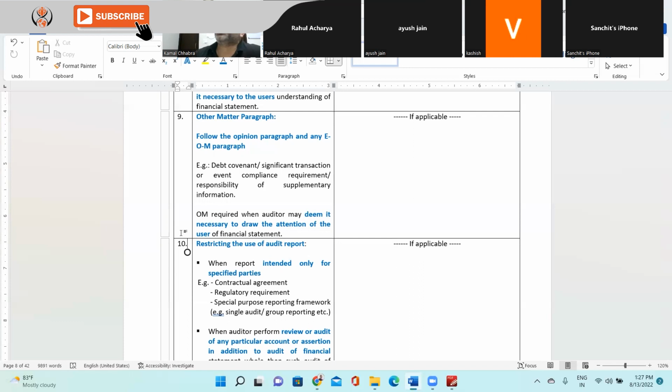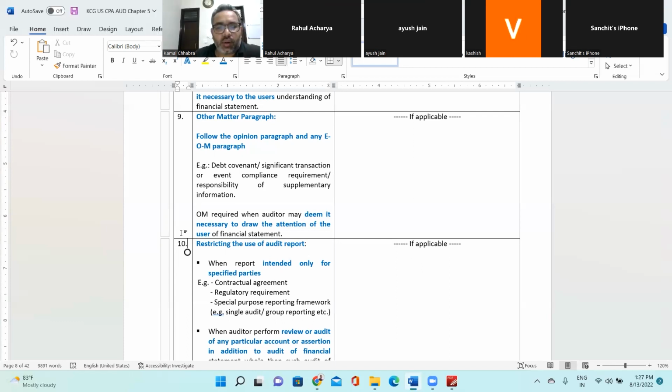For example, a company has, let's say, $1 million of equity, and they have, let's say, $5 million of debt, right? And they have a stringent covenant for that debt. As an auditor, you believe it is relevant information for the user of the financial statement to know what the debt covenants are, right? So in that scenario, you can add that in the other matter paragraph.